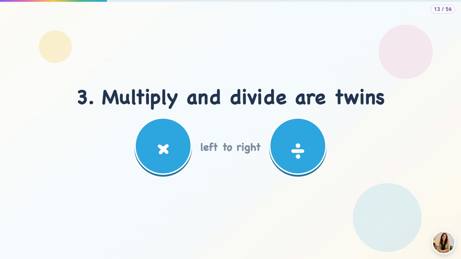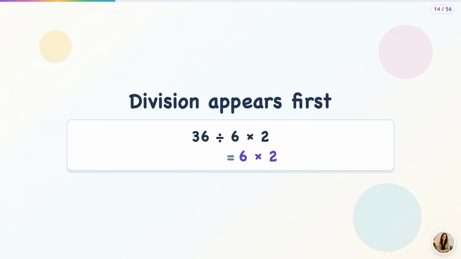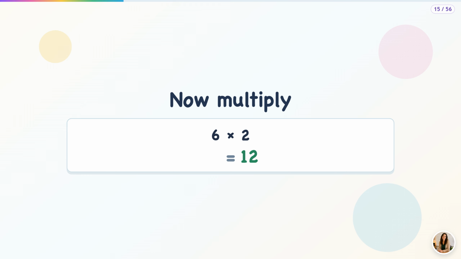Multiplication and division share the same level. Neither one always goes first. We read from left to right and take whichever twin appears first. Read from the left. Division appears first, so 36 divided by 6 equals 6. Keep the times 2 for the next line. Now 6 times 2 equals 12. We changed one operation, and the expression is finished.